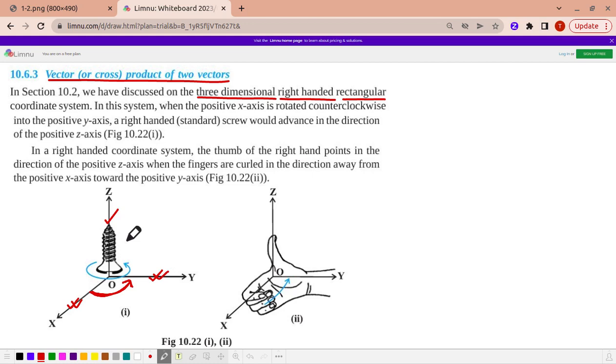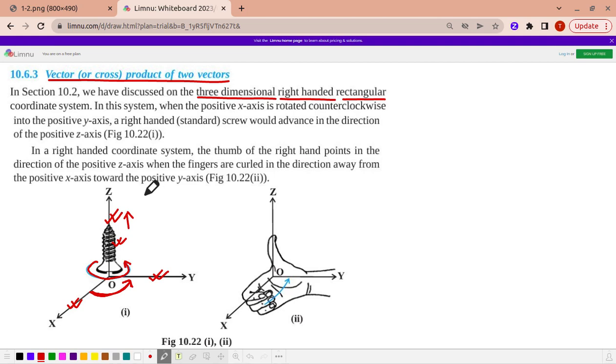A right-handed screw, that is a standard screw, would advance in the direction of the z-axis. So why has the example of a screw been taken here? If you take a screw something like this, as you see here in this example, and if you start rotating the screw in this direction, then you will see the tip of the screw will advance in the upward direction. Correct? I hope you got it. So that also we can explain in a right-handed coordinate system.